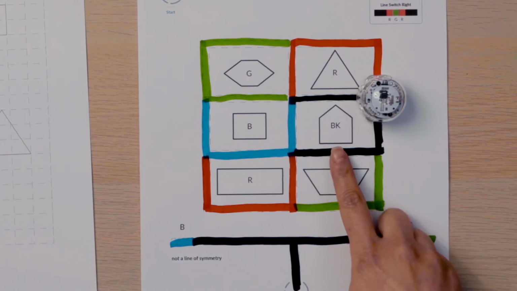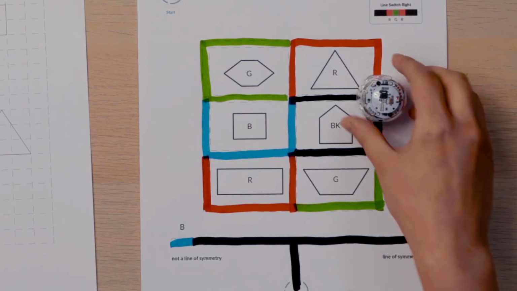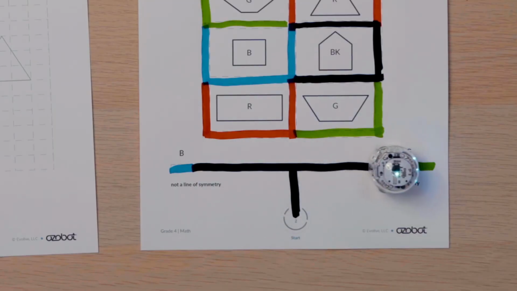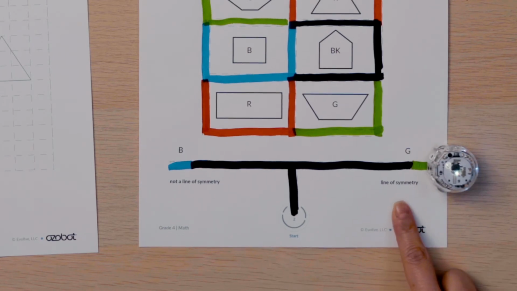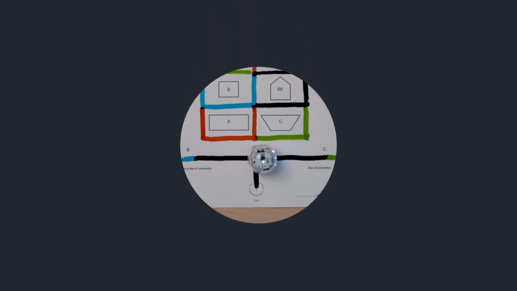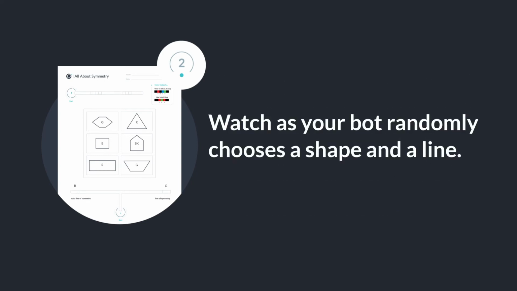My bot chose the pentagon. Now let's see what I am going to do with the shape. My bot chose line of symmetry. Can you run your bot on start 1 and start 2? Watch as your bot randomly chooses a shape and a line.